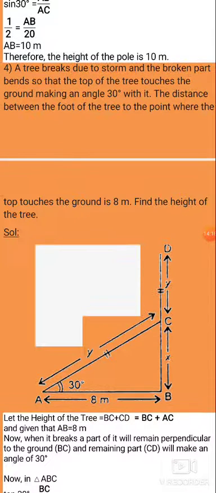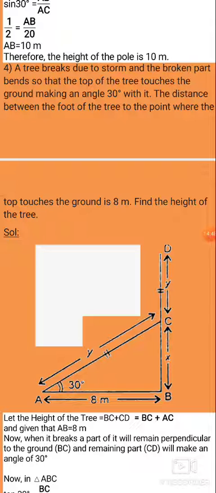Now when it breaks, a part of it will remain perpendicular to the ground, BC, and the remaining part CD will make an angle of 30 degrees. So that is the remaining part CD, making an angle of 30 degrees. Now one right angle triangle ABC is there. In this right angle triangle, we need to find out CB, and also AC, since CD is the same as AC.